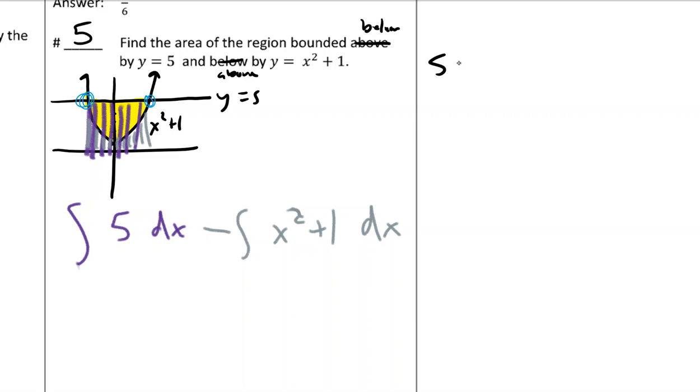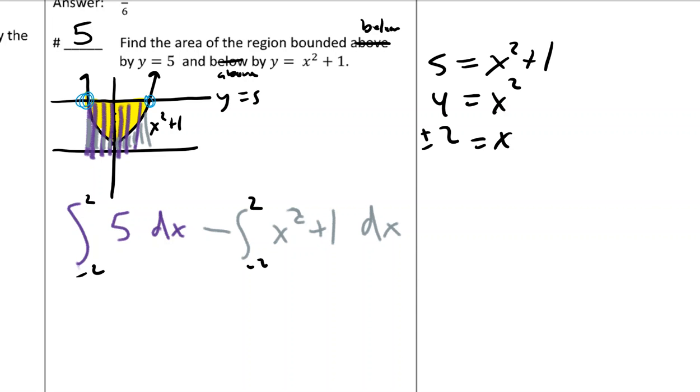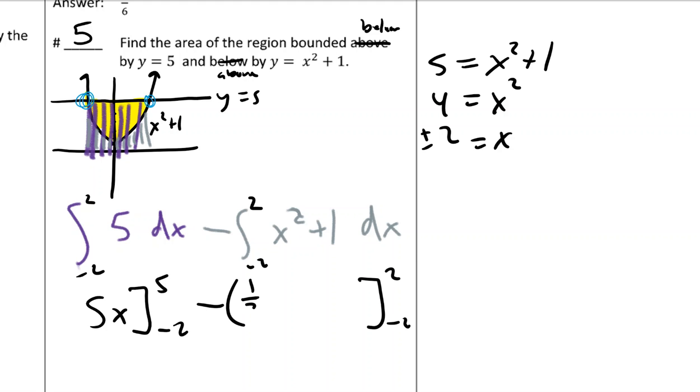So at some point you needed to figure out when 5 and x squared plus 1 are in the same place. And that is when x is plus or minus 2. And so if you integrate this one, the antiderivative of 5 is 5x. Same thing over here, raise the power by 1, divide by the new power.